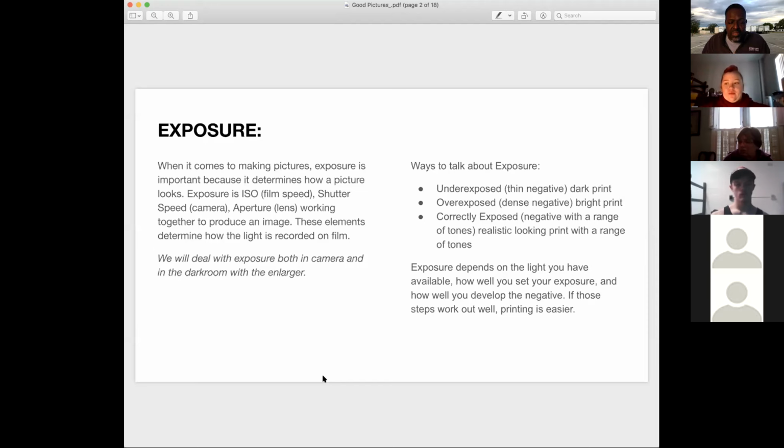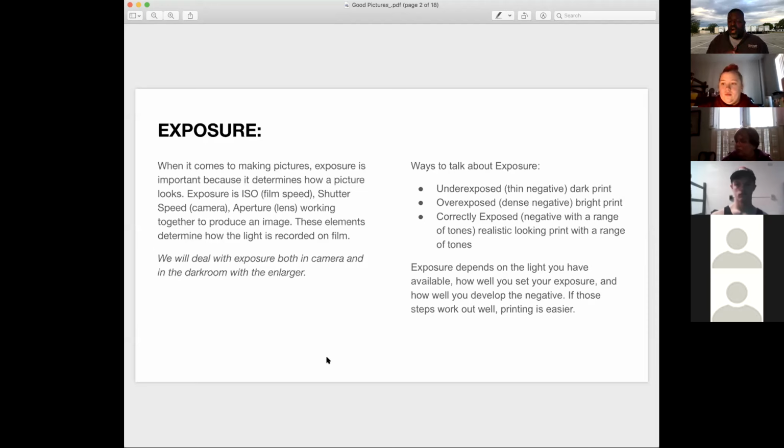We're going to deal with exposure both in the camera and on the computer. We can deal with that with editing, making something lighter or darker. But you want to always try to get your exposure right in the camera first. I hate having to edit an image later. If I get it done the first time, it's quicker. I don't have to go back and make any changes.